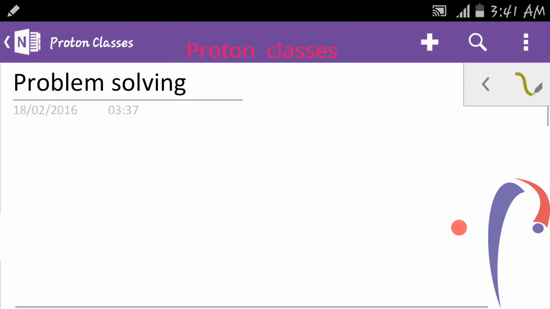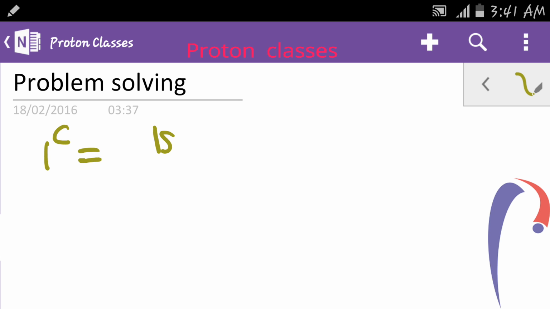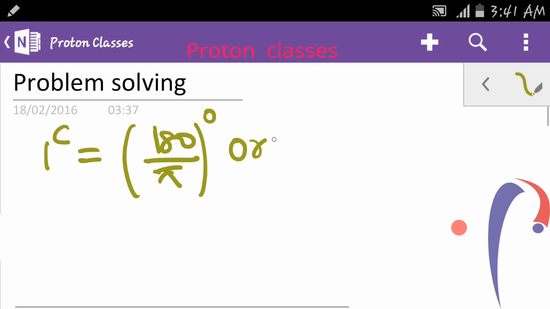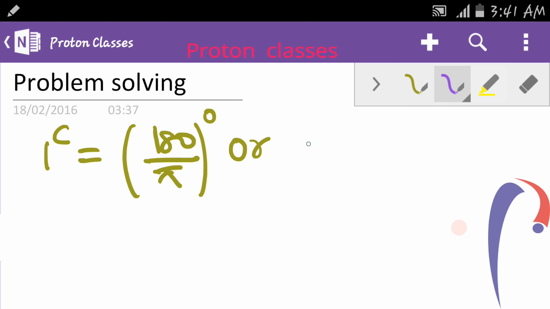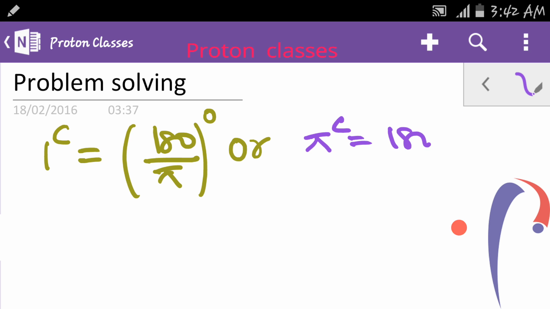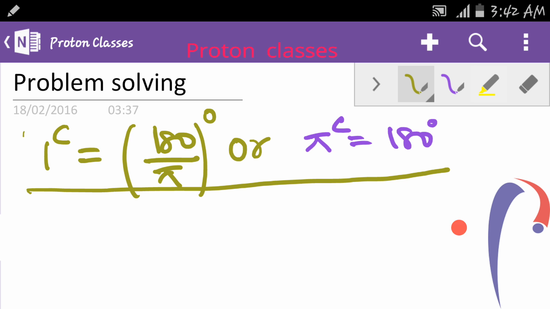Today we are doing some problems on radian measures. We have already proved that 1 radian equals 180 upon pi degrees, or pi radian equals 180 degrees. Now on this basis we are going to solve some numericals.